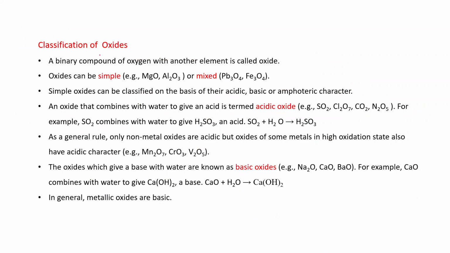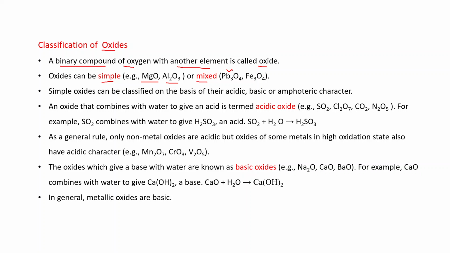Classification of oxides. First of all, what is an oxide? A binary compound of oxygen with another element is called an oxide. An oxide can be simple, like magnesium oxide and Al2O3. It may be mixed, like Pb3O4. We already discussed Pb3O4.